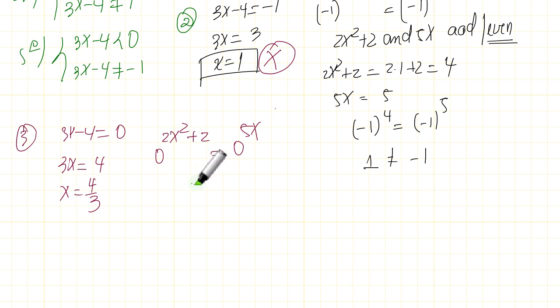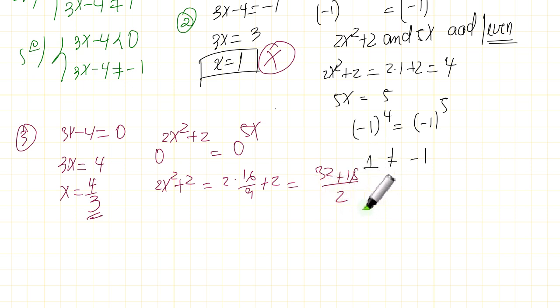Well, from here we would have what? If we replace this value of x in the original equation, we're going to have 2x squared plus 2 equals 2 times 16 divided by 9 plus 2. This is going to be 32 plus 18 divided by 2. And the thing is, we're going to have 0, and we're going to have a 50, right? 50 divided by 2, so this is going to be 25, right? Is it actually this?